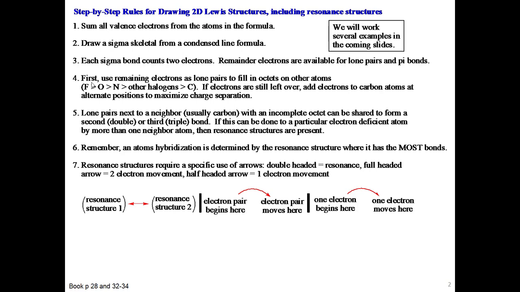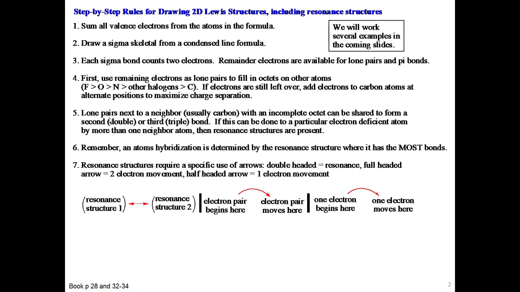When you add in the extra electrons, you want to use the most electronegative atoms first. So if you had a fluorine, you would add them to the fluorine over the oxygen, oxygen over the nitrogen, and nitrogen over the carbon. And if there's some left for several carbons, you can spread them out since electrons repel each other.